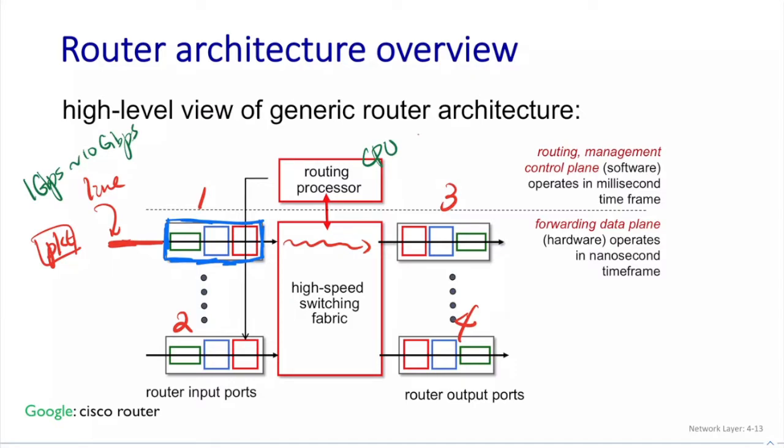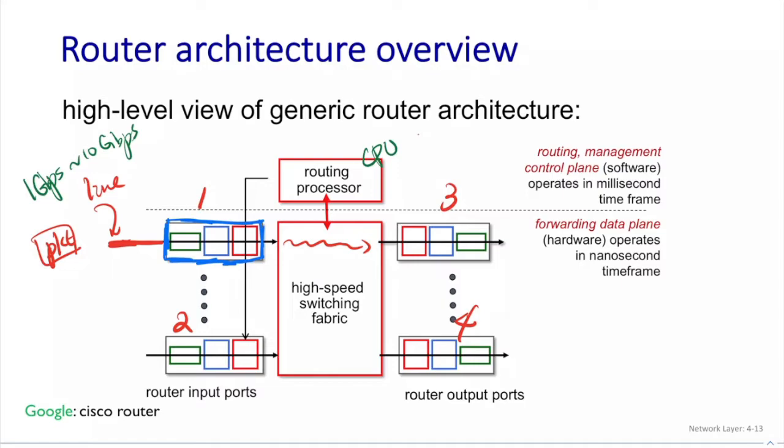Okay, so let's take a look at the right hand side. At the right hand side, the routing management control plane is usually software. We need software and a CPU to compute the routing algorithm, to check some important fields, and to manage the control plane. And that software usually operates in a millisecond time frame. Now take a look at the forwarding data plane. It is usually hardware, and it operates in a nanosecond time frame because it's a high-speed IC.